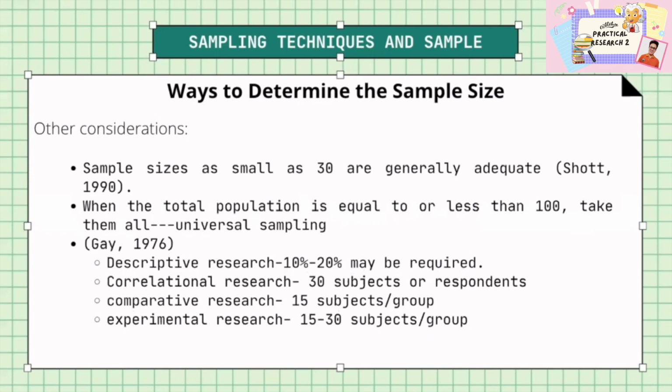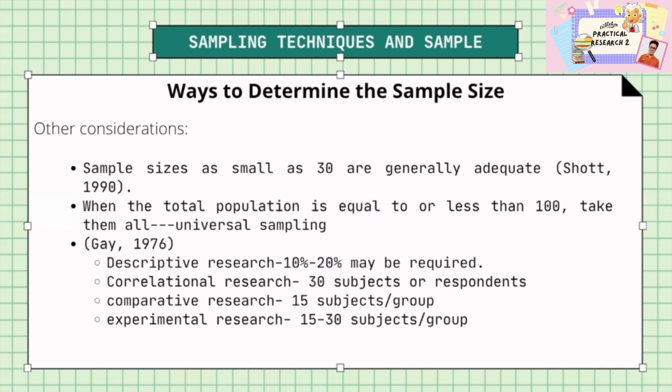Other considerations: sample sizes as small as 30 are generally adequate according to Schott 1990, because that will give the approximate normal curve. When the total population is equal to or less than 100, you can actually take them all, and that is what we call universal sampling.